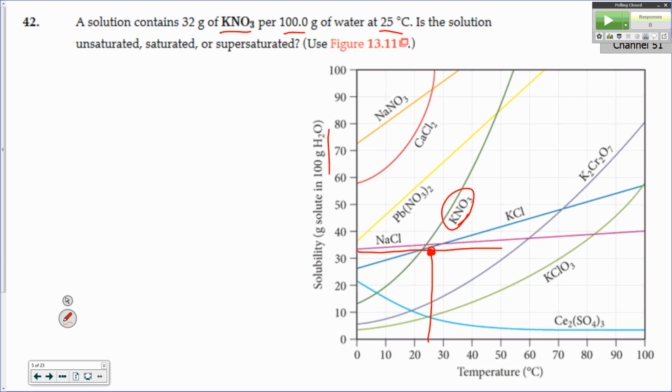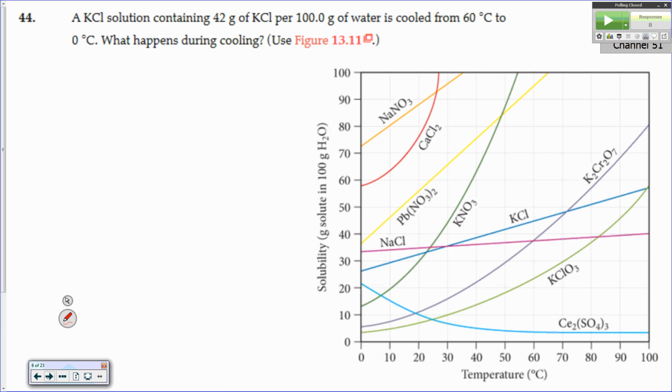Okay, so in this case, where are we in the system? If we're below the line, we're unsaturated. If we're on the line, we're saturated. And if we're above the line, we're supersaturated. In this case, we're below the line, we're unsaturated. So we just choose unsaturated.